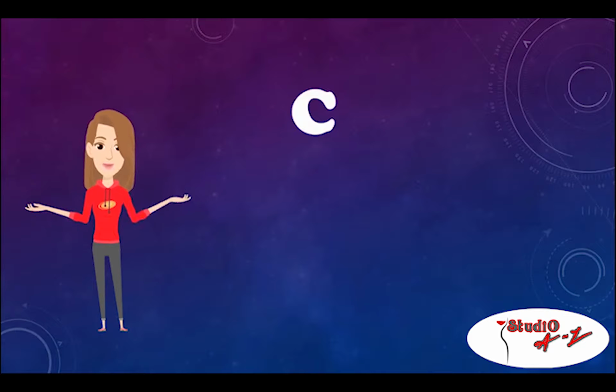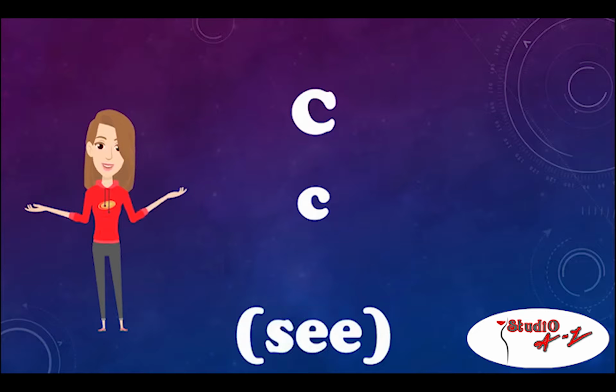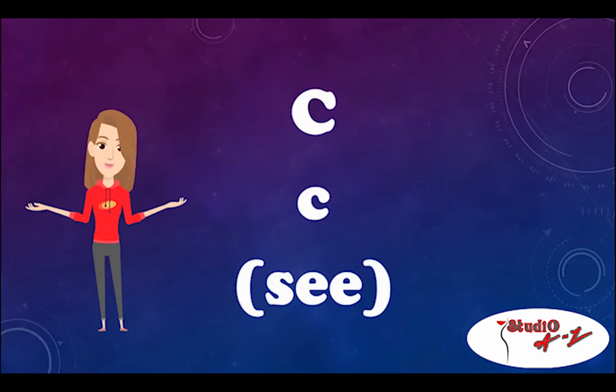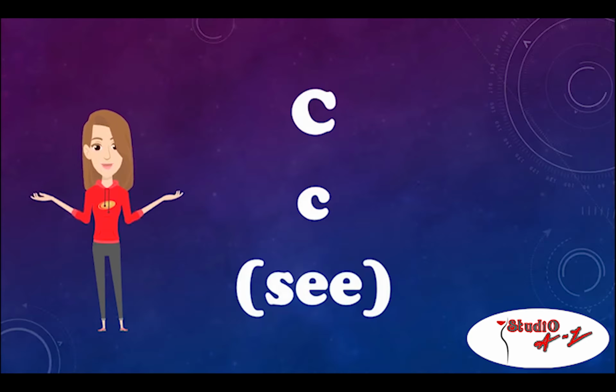Then the third letter, uppercase, lowercase, and the pronunciation of this letter is C. See, in some cases, the uppercase and lowercase letters look similar. They look the same actually, but the size is different. The uppercase letters are bigger than the lowercase letters. But in some letters, they are different too. So you have to keep that in mind and observe that.